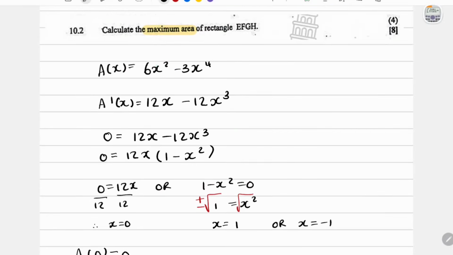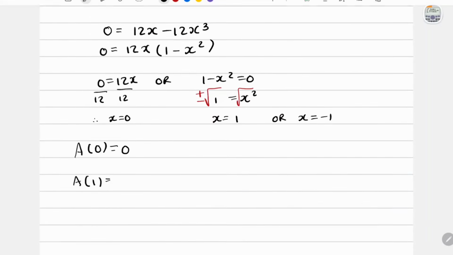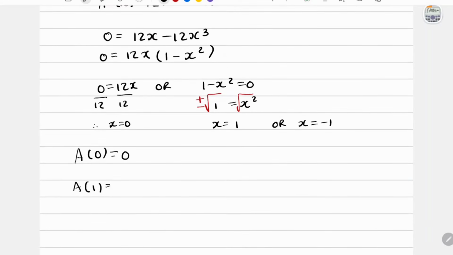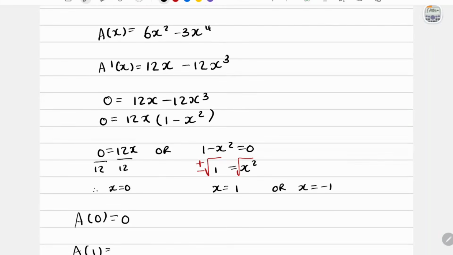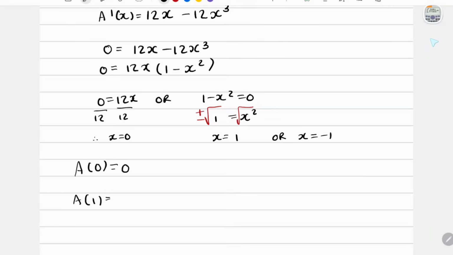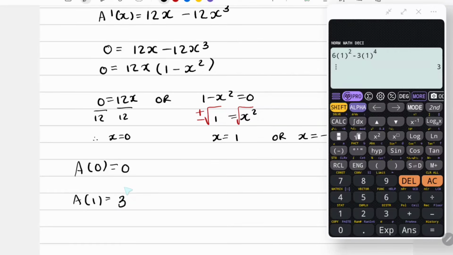See, this is the reason why. Because here the x gets squared, so even if it was negative, it will become positive. And here the x gets raised to the power of 4, so even if it was also negative, it would be positive. So these ones will give you the same answer. So it doesn't matter actually. You can take either one. So let's try A of 1. If you substitute 1 into that, let's see what we get. We get 3. Okay, 3 centimeters squared, of course, because it's area.